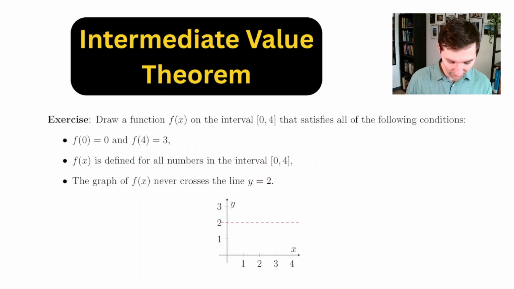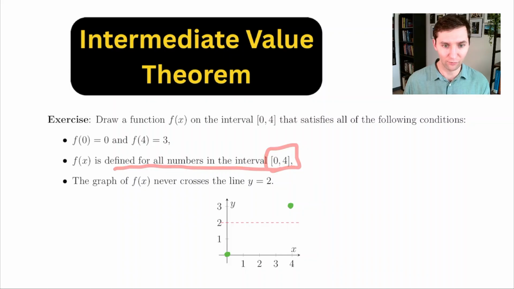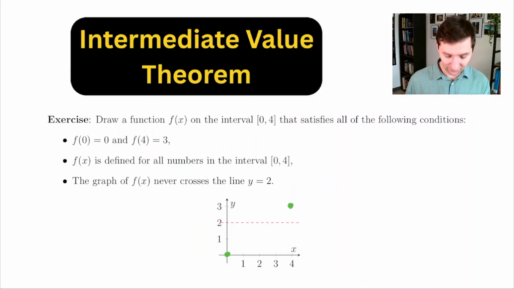We must draw a function f of x on the interval from 0 to 4 that satisfies all these three conditions. First, the value of the function at 0 must be 0, and the value of the function at 4 must be 3. So I add the points with coordinates (0, 0) and (4, 3) to the graph of my function. Then the function must be defined for all the numbers in the interval from 0 to 4, and the graph cannot cross the line y equal to 2.